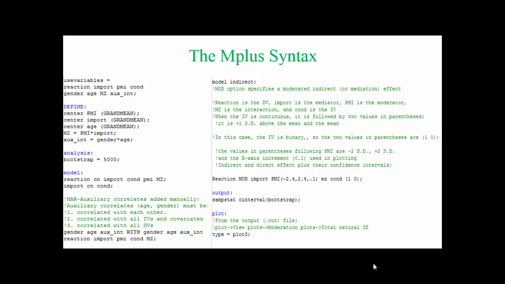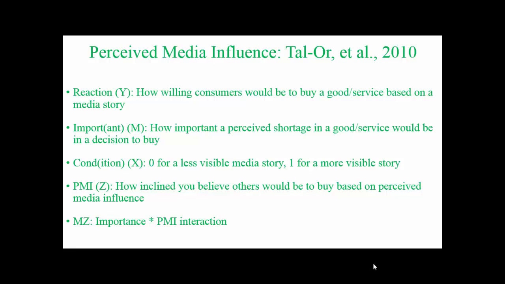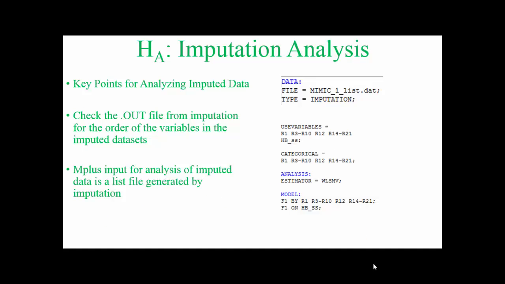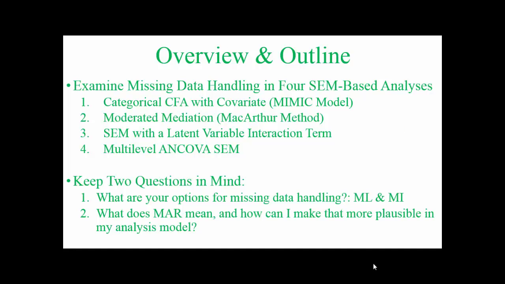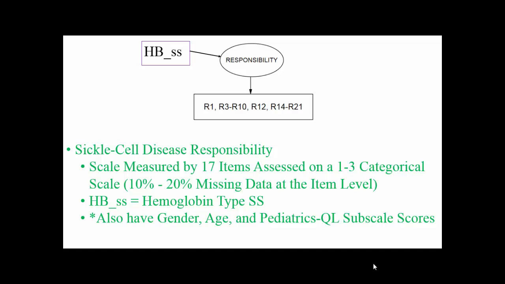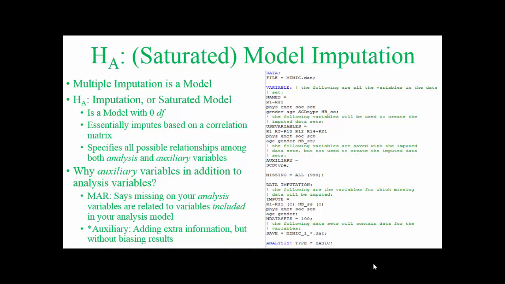I had a couple questions about your first model. Okay. One is that there was a variable that you didn't include in the information for imputation. Yes, SCD type. What kind of variables would you not include? Oh yeah. The question is, what kind of information would you not include as auxiliary correlates of missingness? So in this case, I threw in everything but the kitchen sink in the form of PEDS, QL, age, and gender.